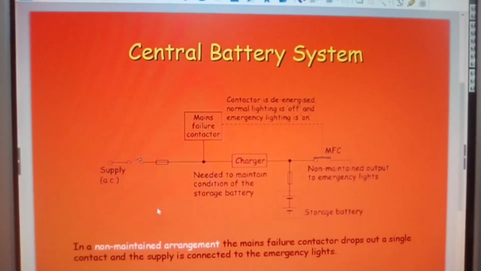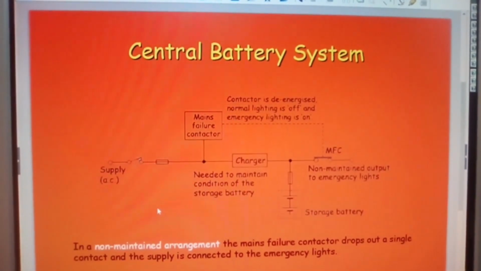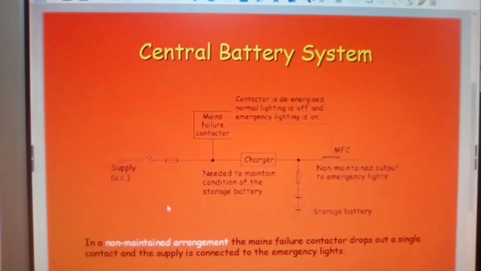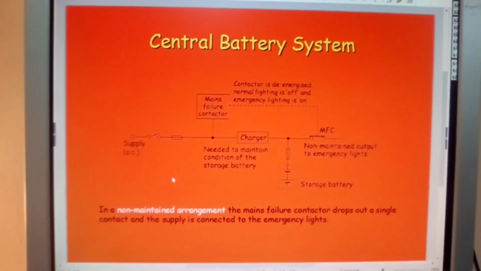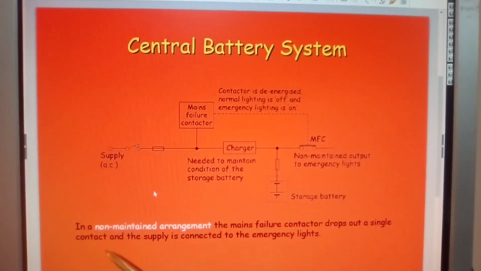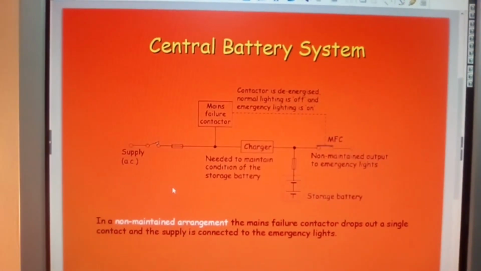Central battery system. Let me go back a bit to make sure we can get it into play. In a non-maintained arrangement, the mains failure contactor drops out, a single contact, and the supply is connected to the emergency lights.